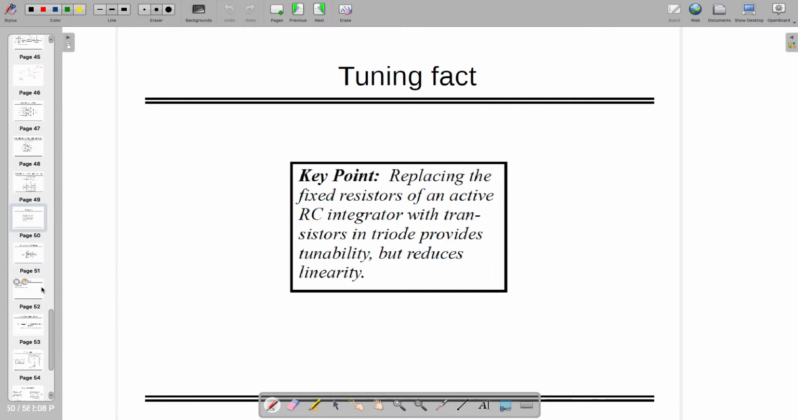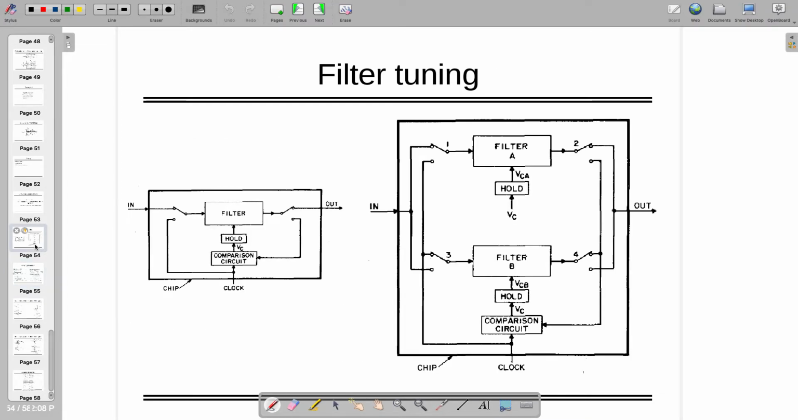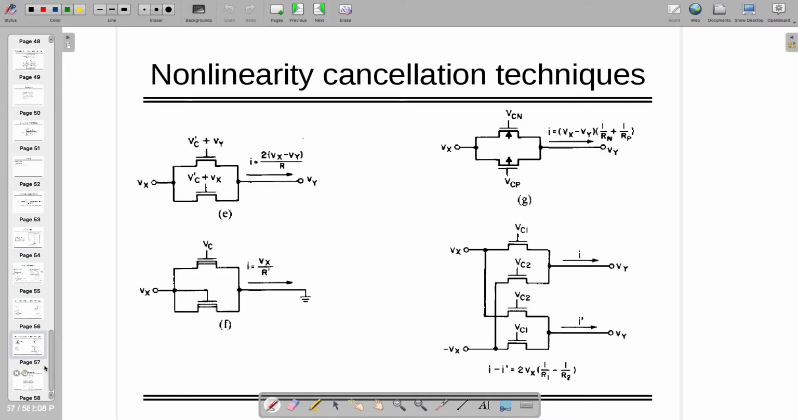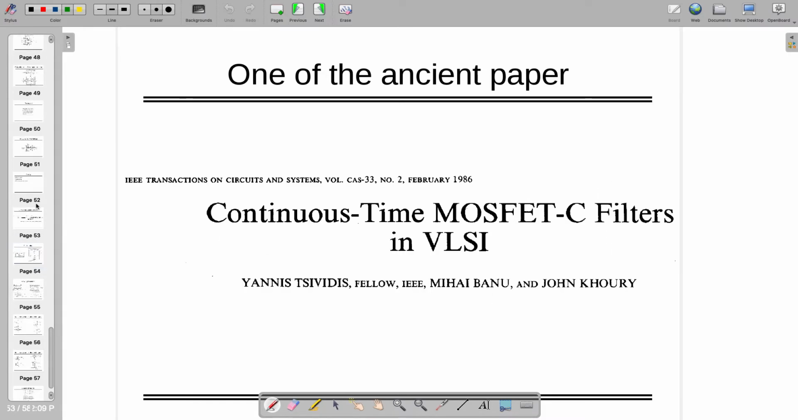There is a good paper, but because of less amount of time, it's not possible to discuss this thing. What is the name of this paper? So this is a very popular paper which was in TCAS. It's February 1986. Some of you weren't even born at that time, right? So it's CVDs, Mihai Banu and John Corey. It's a good paper. If you like, there is one more paper by the same authors, CVDs, Strange Ways to Use MOSFET.